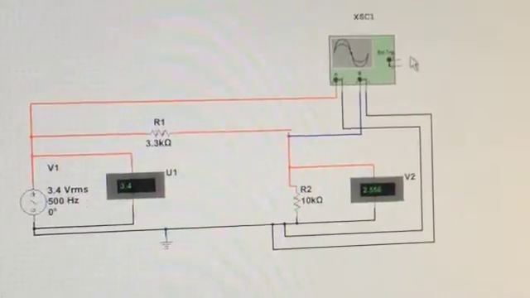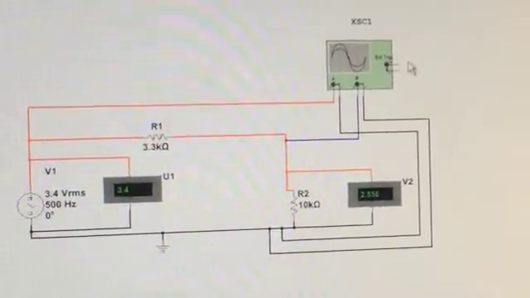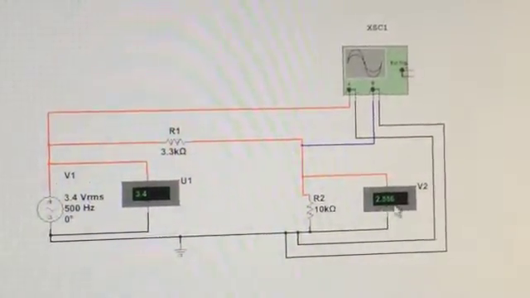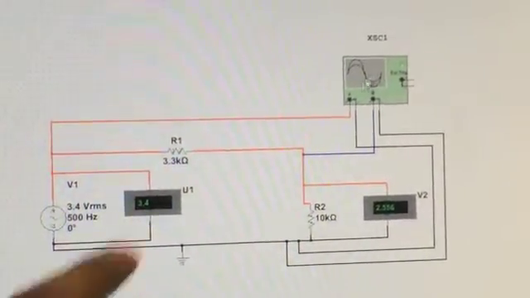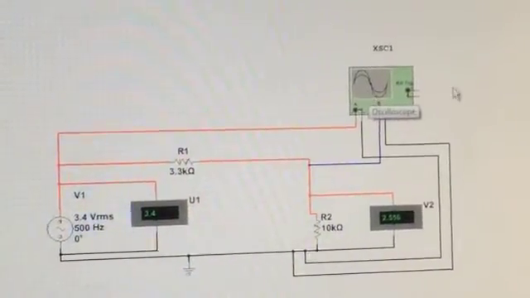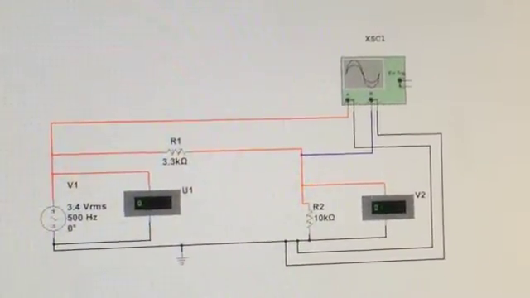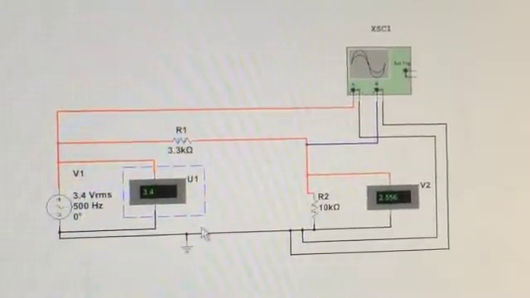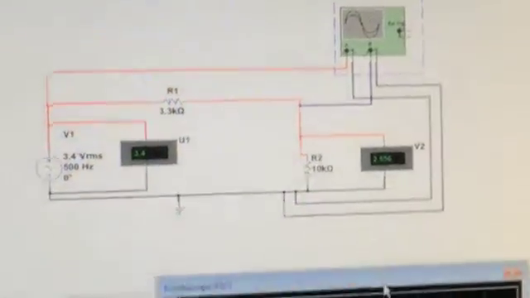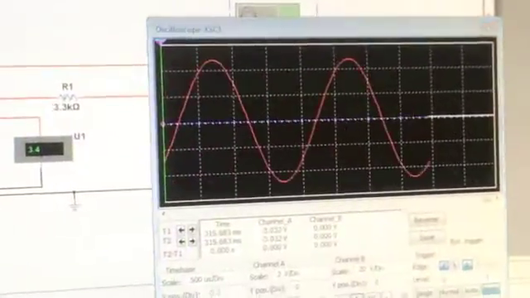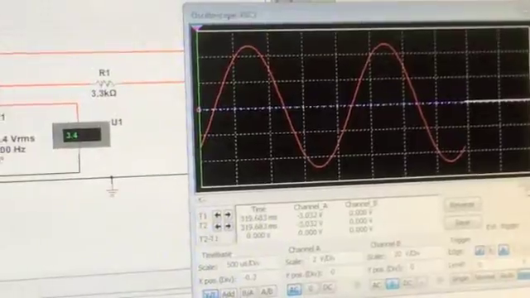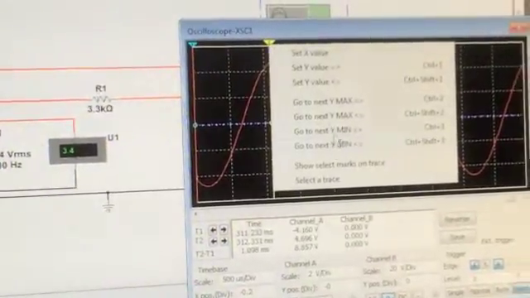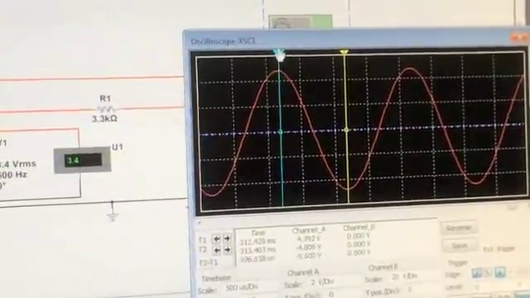Alright, so as you can see, we have added our voltage meter across our source to measure the volts, and we've also added a voltage meter across our R2 resistor and our oscilloscope to measure peak to peak and our period. Right now we're running our circuit so we can pull up our data. Right now we're going to demonstrate our peak to peak value.